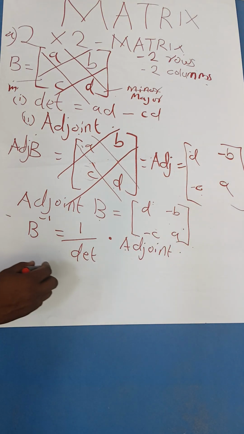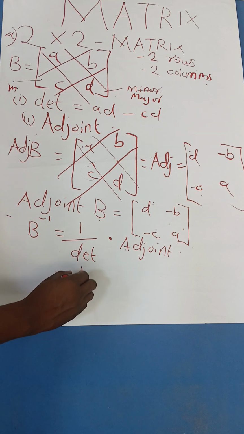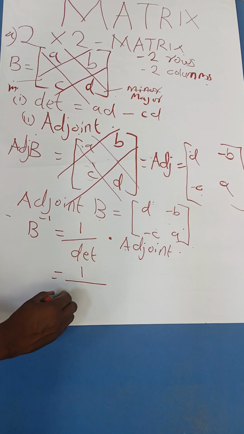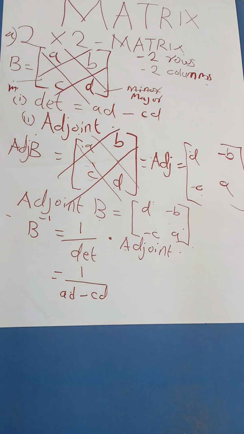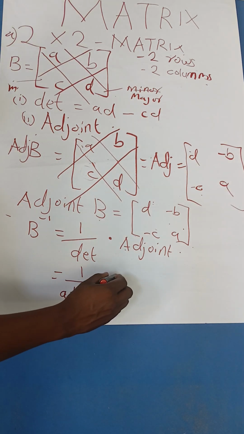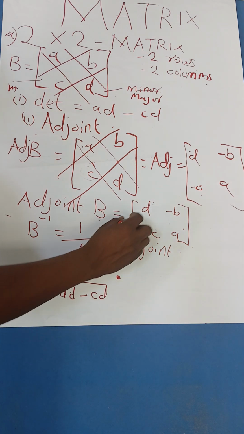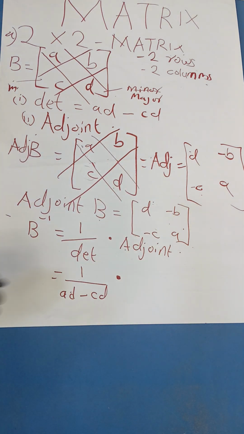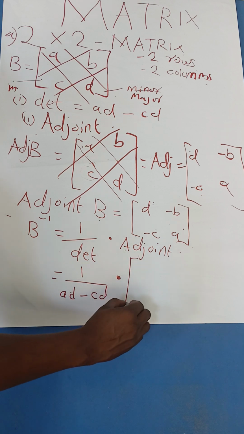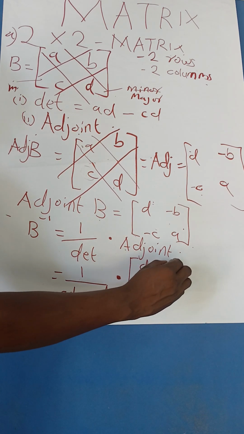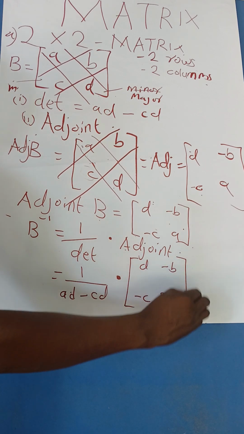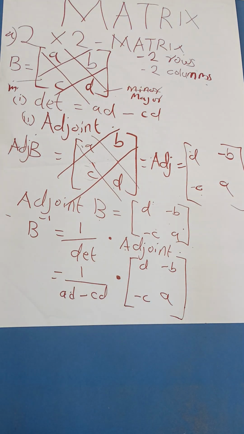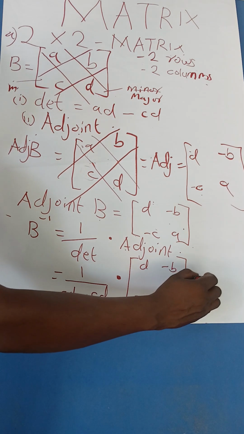So for this case, like for the example you are using, it will be 1 divided by AD minus BC, because AD minus BC gives you the determinant. Then we are going to multiply by our adjoint. Our adjoint for this matrix was what? The adjoint of this matrix was D, negative B, then negative C, then A here. So if you do this, learners, I assure you, you are going to get your inverse.